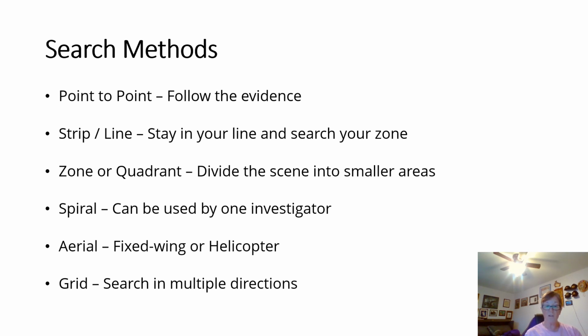Grid searches are where you search in multiple directions. Essentially, you search in 2 directions at the same time. For example, you search north to south, and then you move from east to west. This can ultimately increase your thoroughness, and it could be used for any size area or scene. This means that each area will be searched at least twice. This does require, as a general rule, extra personnel, but it does enable all areas to be searched twice.